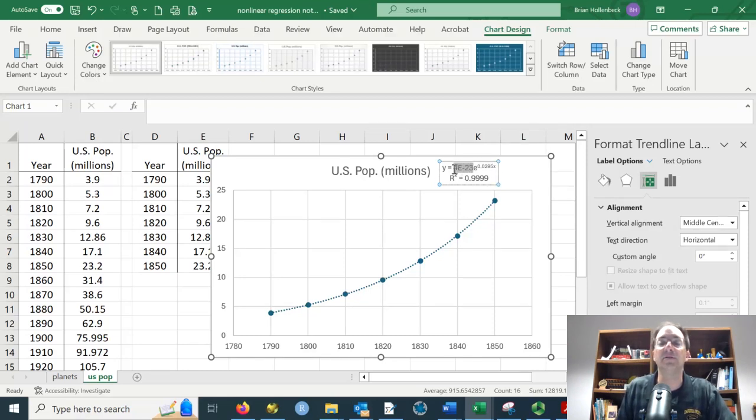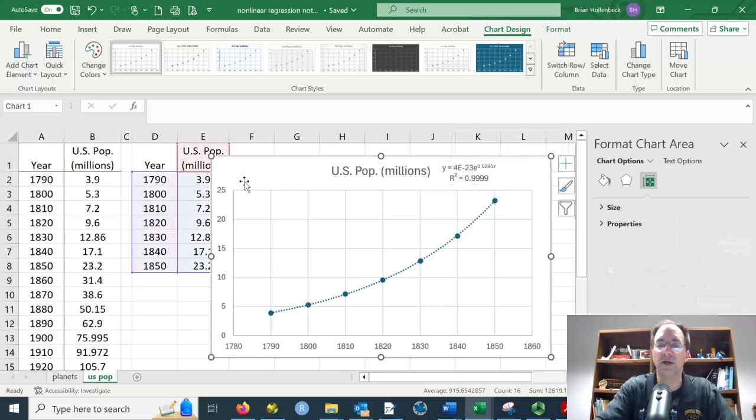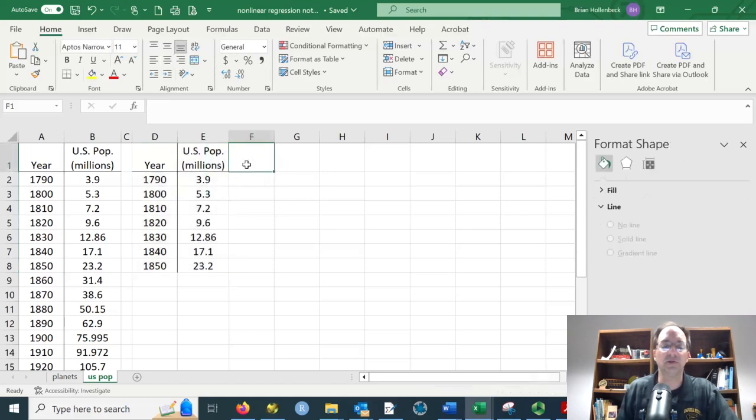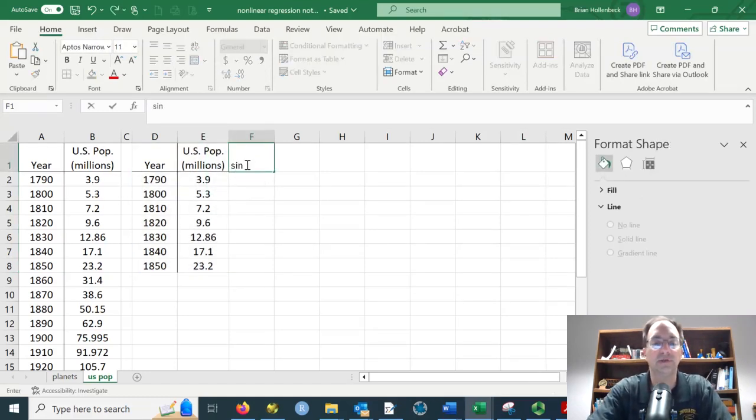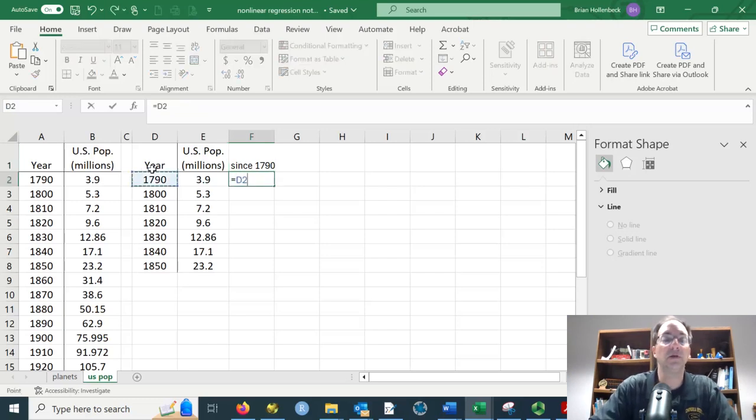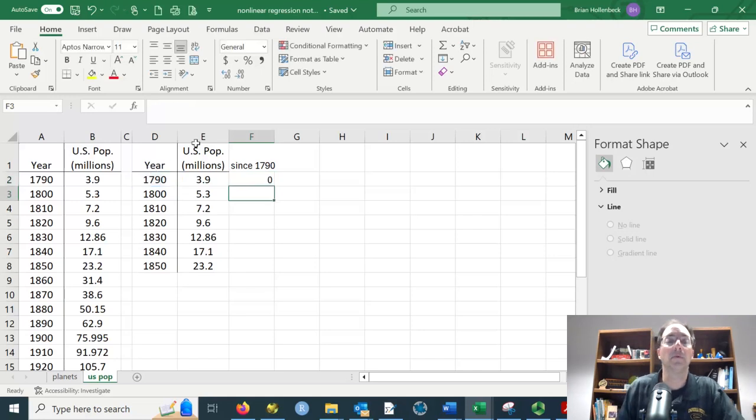But this coefficient here is 4 times 10 to the negative 23rd power. And that's not easy to work with. And it's also, with only one significant figure, probably is not going to be very useful for modeling. So this is not the best way of trying to tackle this. So let's shift the data. So since 1790, it's going to be this minus 1790. And then I can just copy and paste this over.